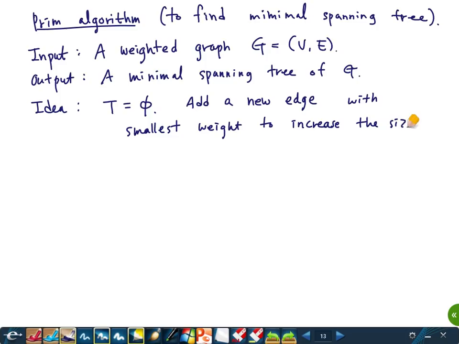Just find a new vertex with the smallest weight. But of course, if this new edge creates a cycle, you should not choose that one, because that is not a spanning tree. As long as you find a new edge with smallest weight, so that adding that edge still keeps the graph acyclic. That's it. That's very simple. So the precise algorithm goes like this. First, set T to be just one vertex. Take any vertex.